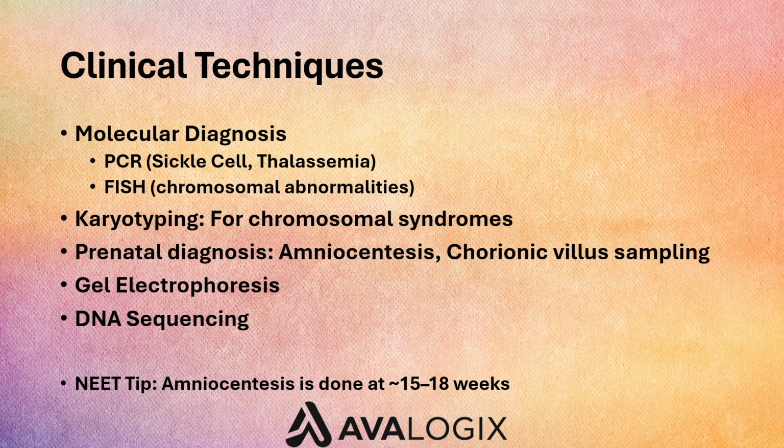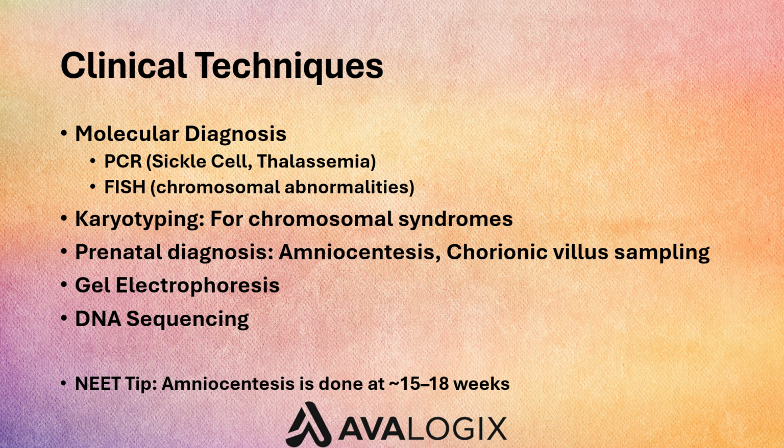What can we detect? Aneuploidies like Down syndrome, trisomy 21. Turner syndrome, 45X. Klinefelter's, 47XXY. NEET tip: if the question mentions a full view of chromosomes, it's talking about karyotyping.